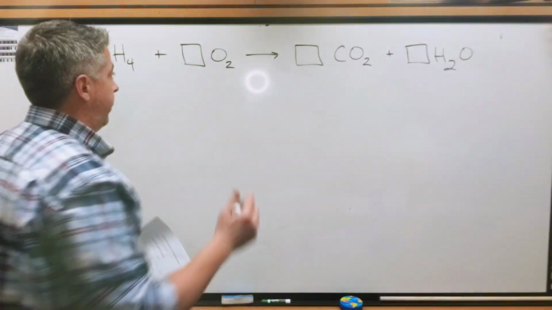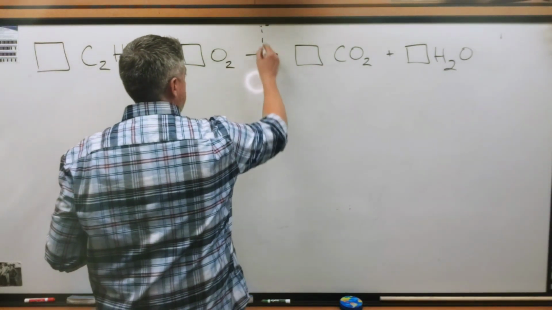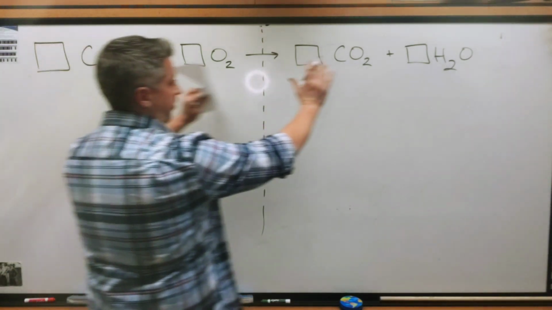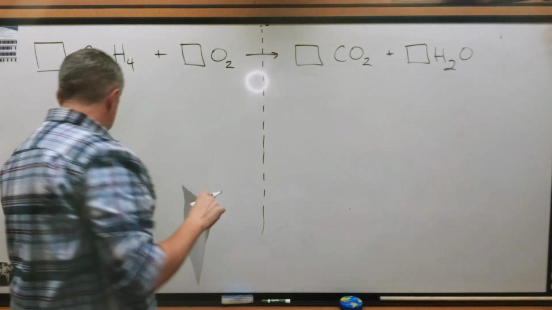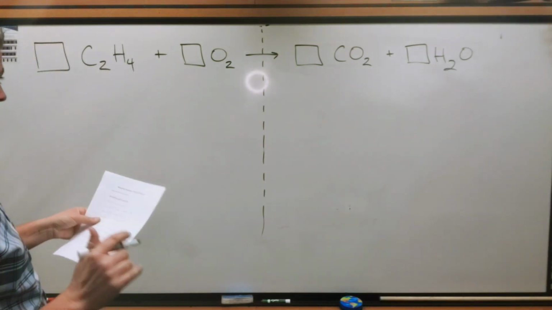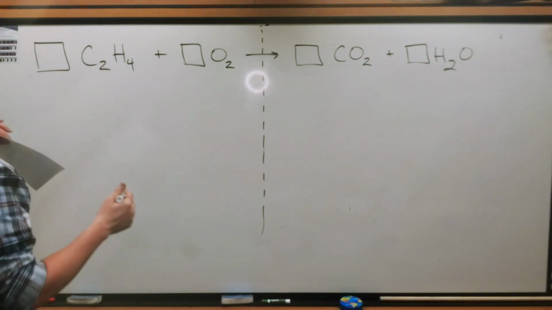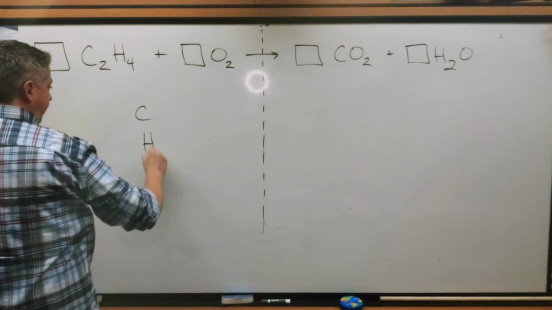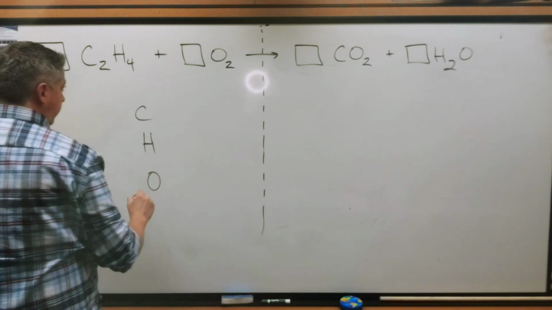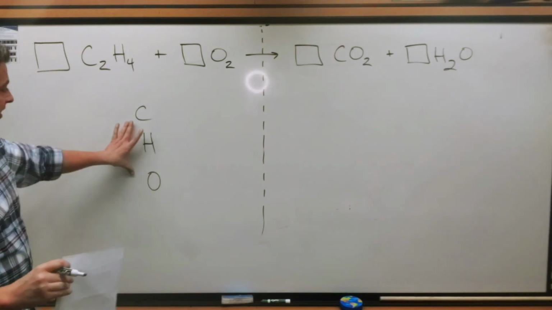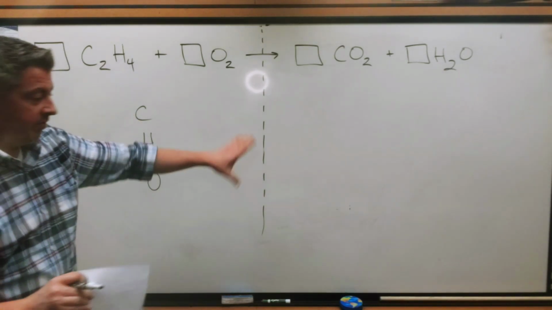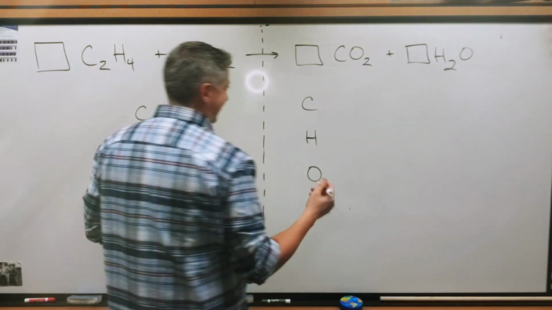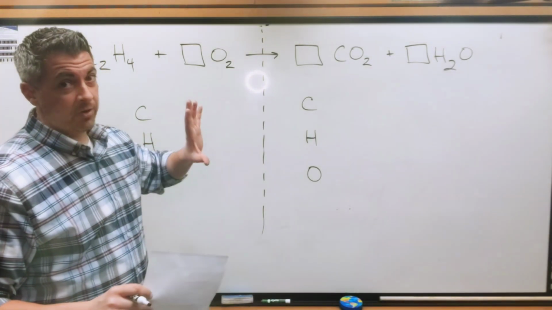Let's see what we need. First things first, here's my arrow. Draw a line here. Separate your ingredients from what you're going to get, your reactants from your product. Then let's take inventory. Let's count what we have. We have here a C, we have an H, and we have an O. Let's copy this in this order over here. C, H, O.